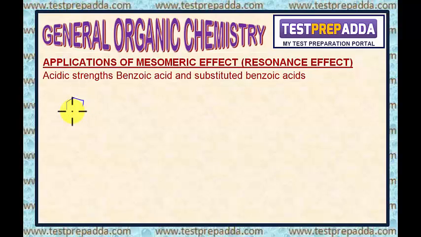Let me write, this is the benzoic acid. If I write different nitro substituents, I can write NO2 at para.